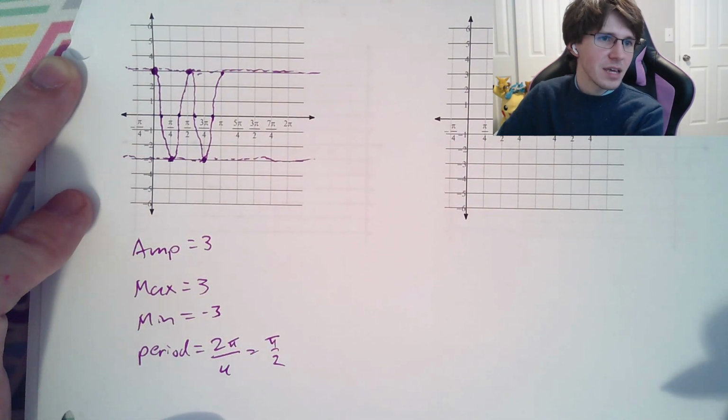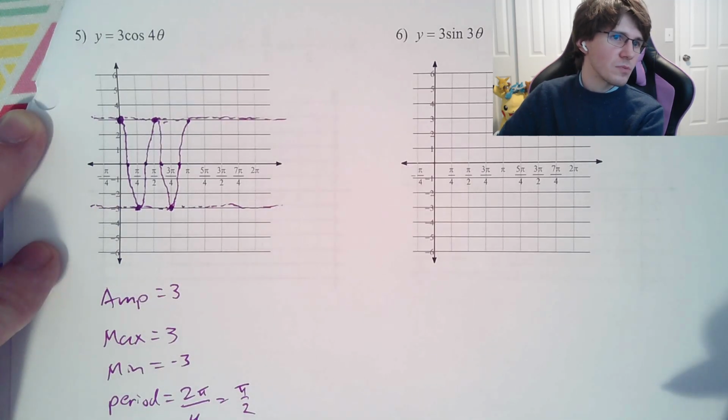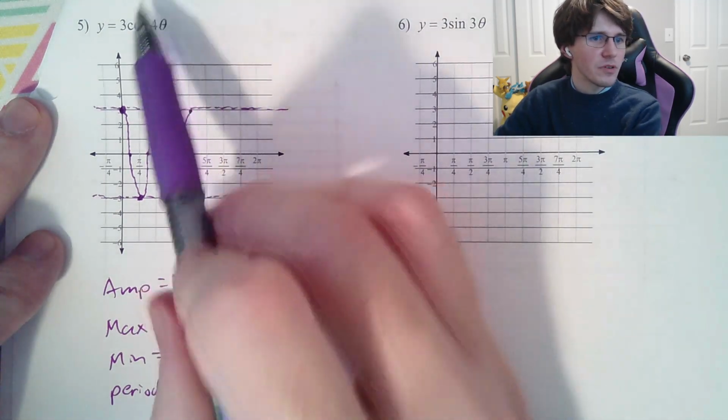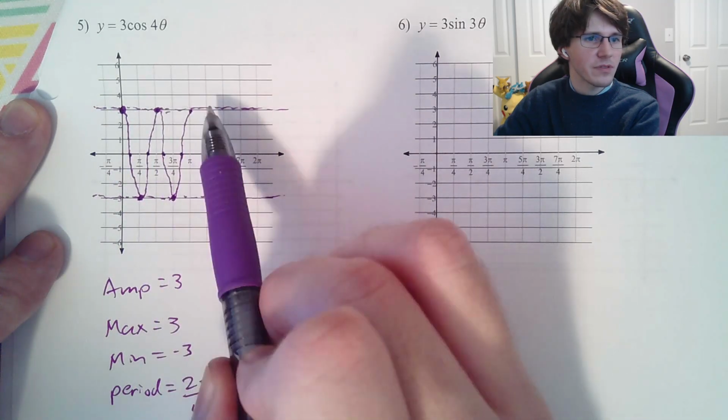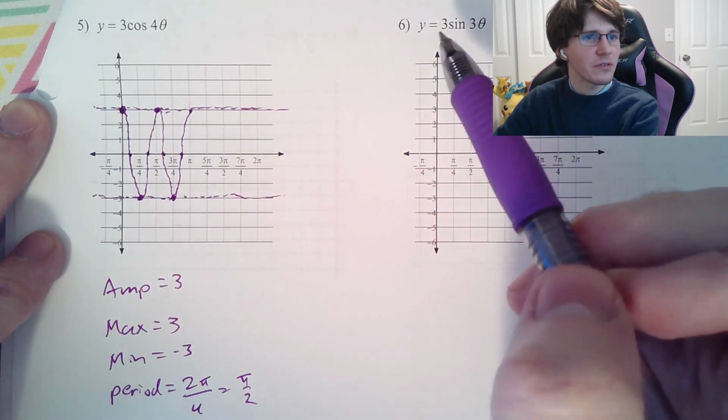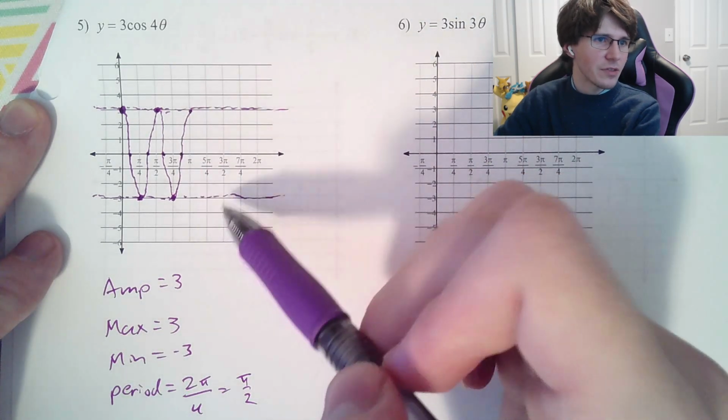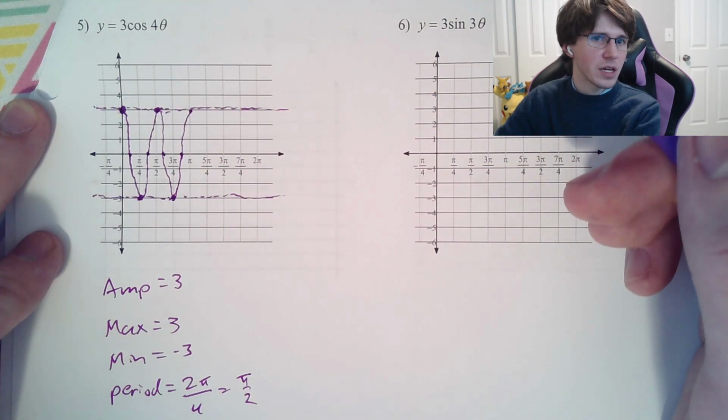But yet again, it's the same thing. We're repeating ourselves multiple times. There will be 4 of them within 2 pi, so we already have the top to the top once, top to the top second. There would be 2 more by the time you get to 2 pi. And it goes up and down 3 because the cosine of 4 theta.